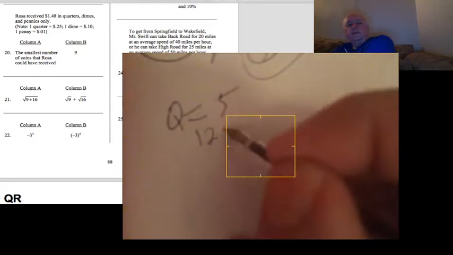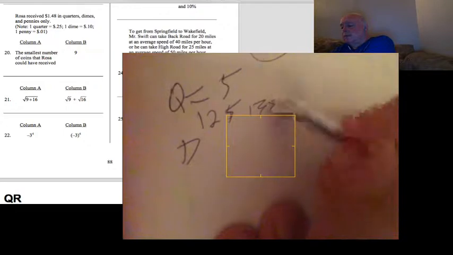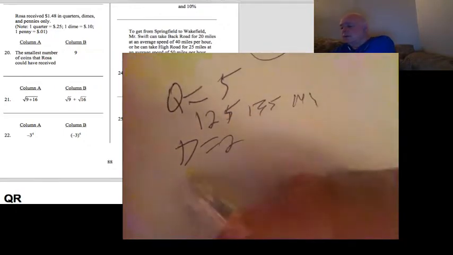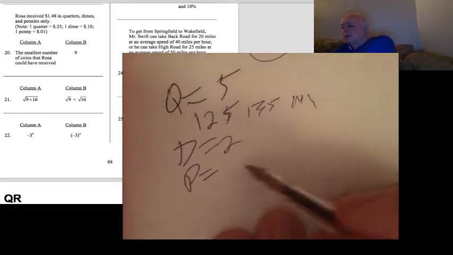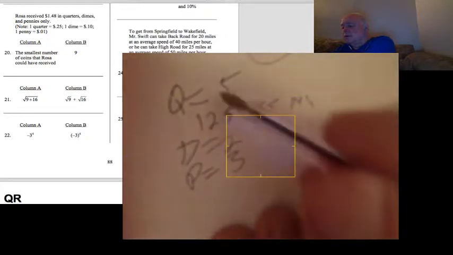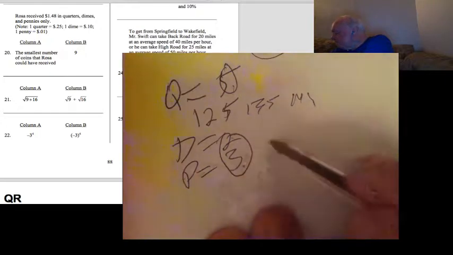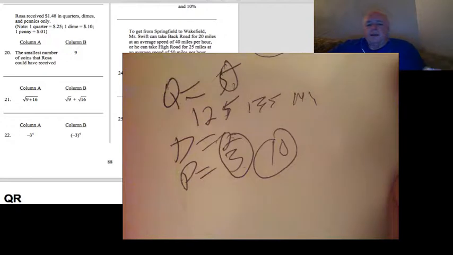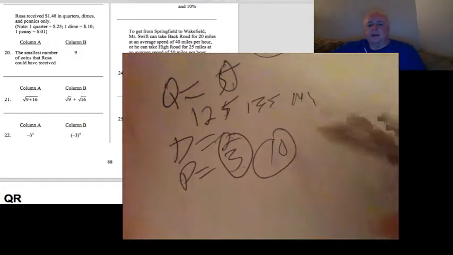If we add dimes, we get $1.35, $1.45. So that's 2 dimes, and then we end up with pennies. So we have 45, 46, 47, 48. So we have 3 pennies. So we have 5 plus 2 plus 3. What is that? 10. We have 10 coins altogether. And so column A ends up being 10, and it gave us column B being 9. So column A wins here. So the answer would be A.